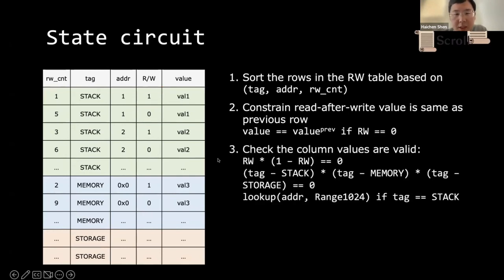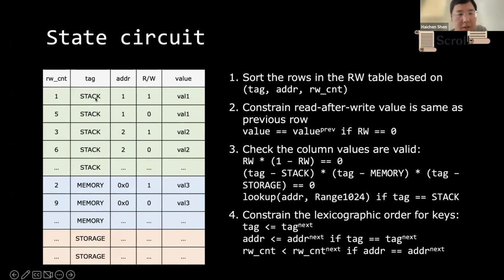And also the next thing you're going to check is that certain columns are valid. For example, the RW can be only 1 or 0. The tag here can be only certain tags like stack, memory, or storage. And also when it's a stack, the address can be only among 0 to 1024. You do a range check if the tag is stack.